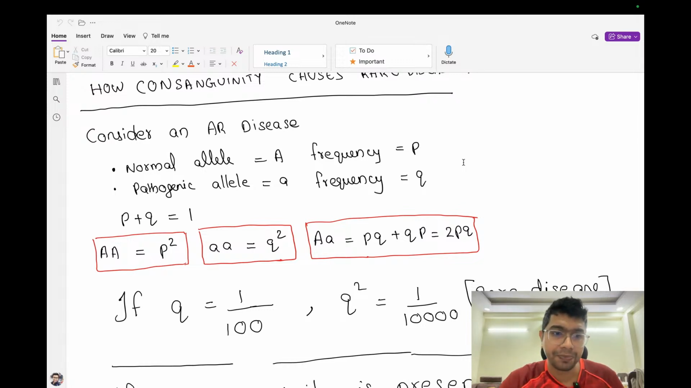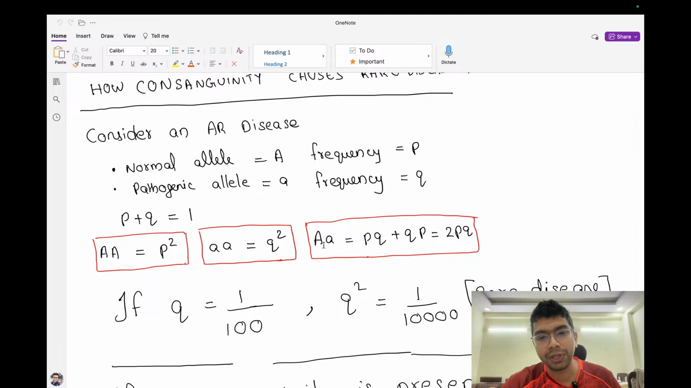So what is the probability of a person having a genotype of capital A, capital A? It will be P square, right? Because the proportion of capital A will be P. So what is the probability that both the alleles will be capital A? P into P, that is P square. Similarly, the probability of small a, small a will be Q square, right?